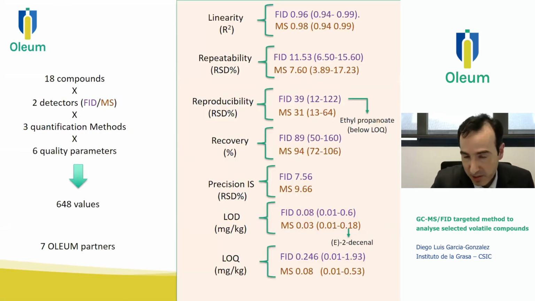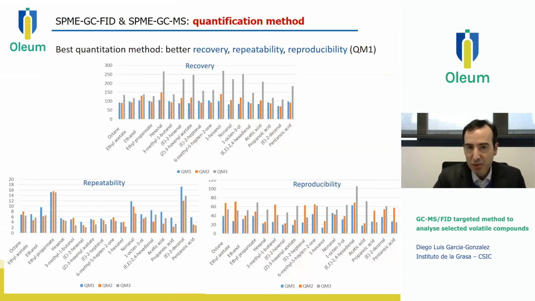This slide, I showed yesterday, but it is only to remind that for the 18 volatile compounds, for the 6 quality parameters, linearity, repeatability, reproducibility, etc., we calculated the values for the 2 detectors and also for the 3 possible quantification methods. So it was interesting to see this. You can see here some results. It's interesting to see that sometimes for some volatile compounds, quantification method 2 is slightly better in repeatability, but quantification method 1 is much better in reproducibility.